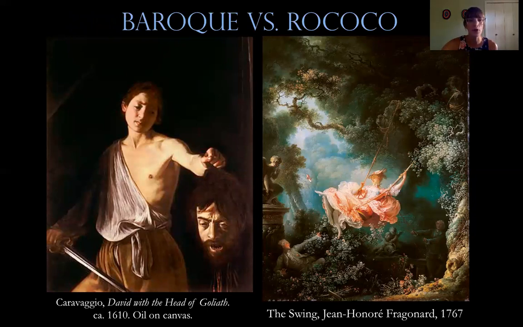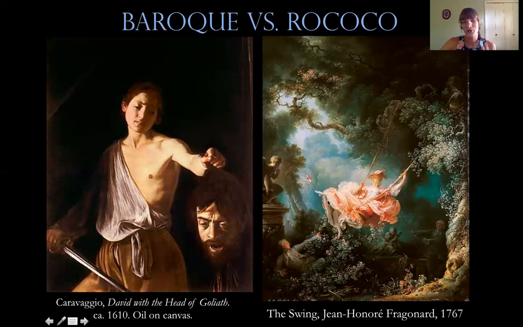Here's a comparison for you. We have Caravaggio, a Baroque artist in Italy, with that David with the head of Goliath. Again, Baroque, incredibly intense subject matter, dramatic theatricality. These are things that are important to the Baroque artists. Dramatic lighting, but also dramatic subject matter. This is the exact moment when David has cut off Goliath's head. Blood still spills from the open wound, right? So this is pretty intense.